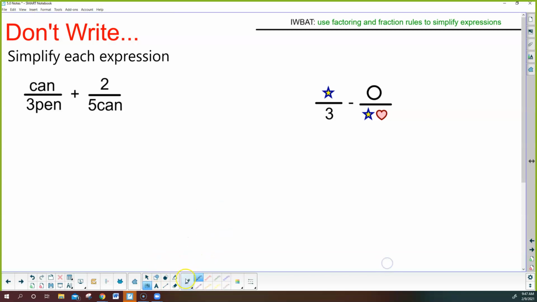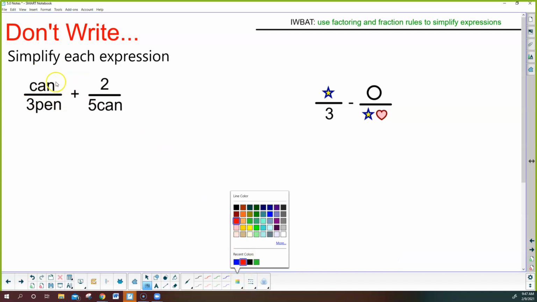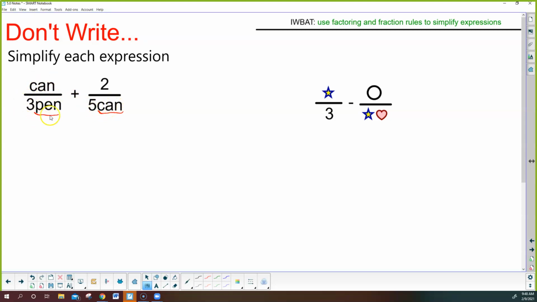So what we did was we created some crazier problems that aren't really numeric based, but your goal here is, if you have a can divided by 3 pen plus 2 over 5 can, you can still add those together. Our rule is we need a common denominator. So I have to think of the word can as a variable, right? And the word pen is a variable. And then I need to get the same denominator. So I want to think, okay, well, what does this denominator need that this one has? It has a can. So I'm going to multiply the top and the bottom by the word can.